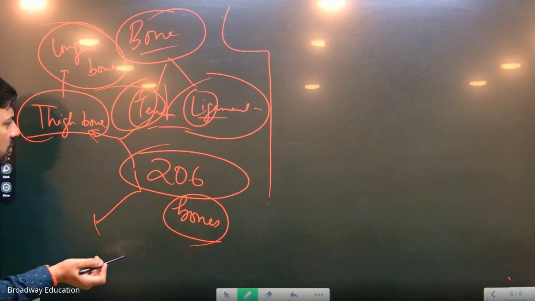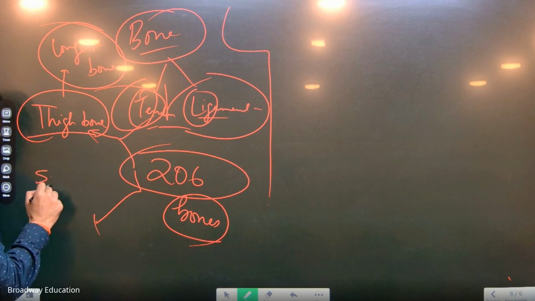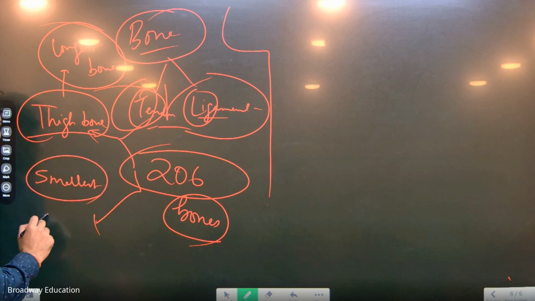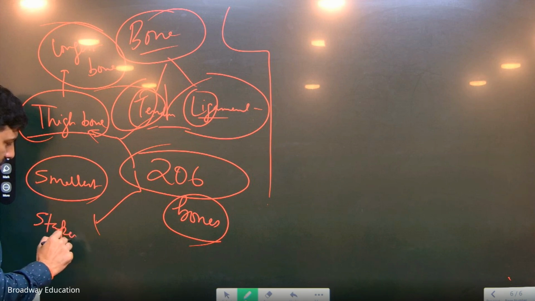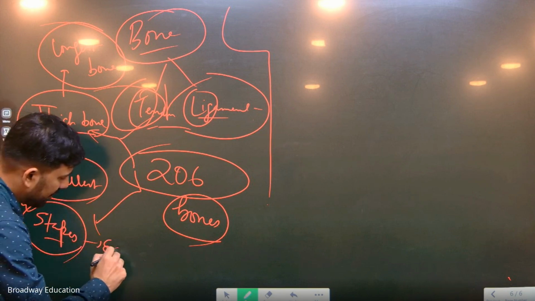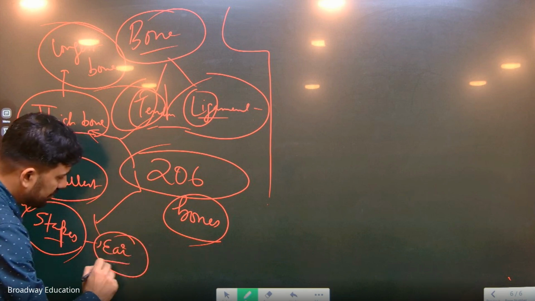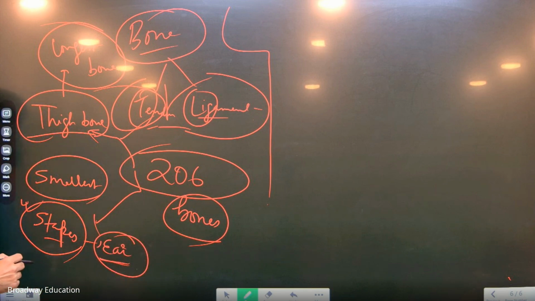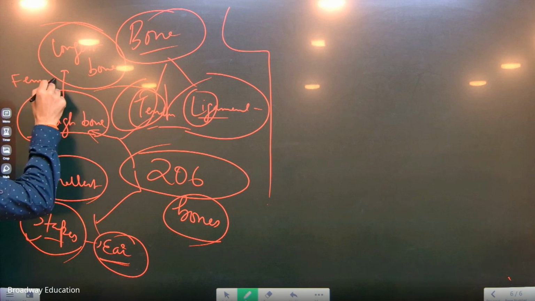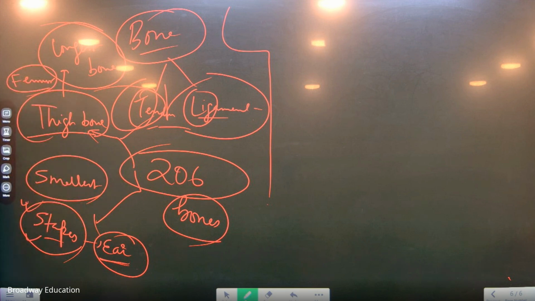Now, if I ask you about the smallest one, what is that? Malleus, incus and stapes. Yes or no? And this stapes, where is it located? Here. Yeah. Very good. So, the shortest bone of our body is stapes, and the longest bone is femur or the thigh bone. Is this part clear?